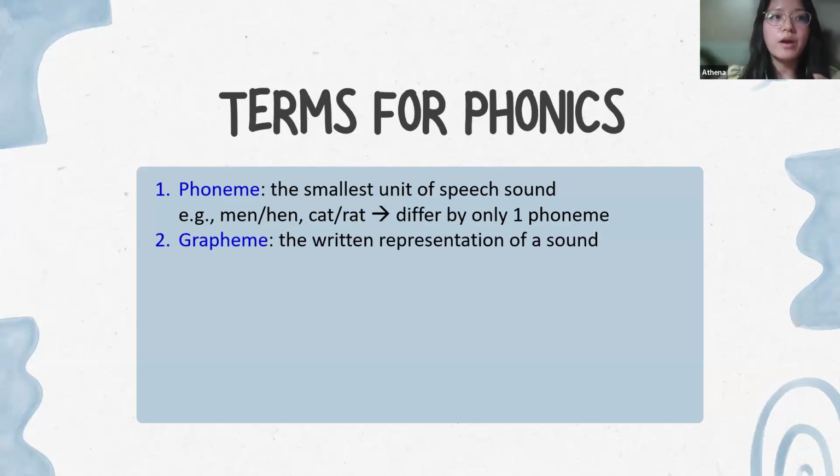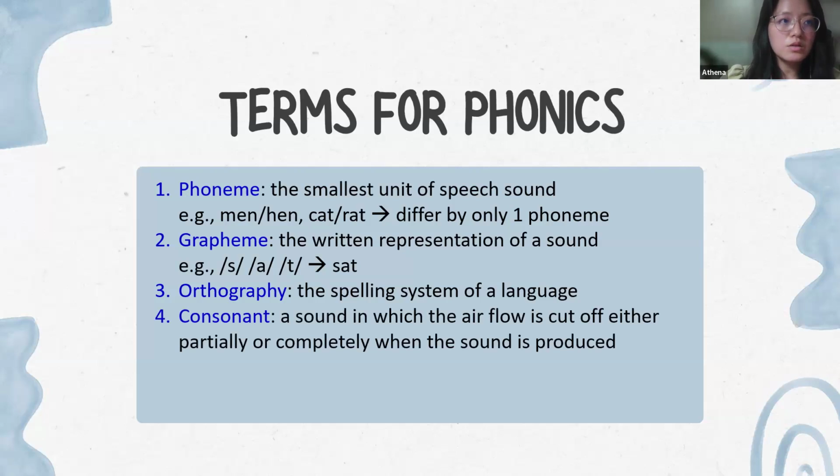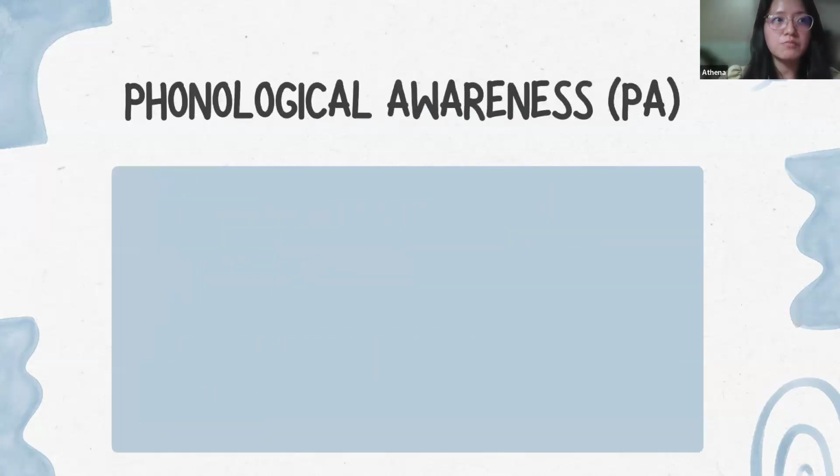Okay. And grapheme is the written form of the sound. And orthography is the spelling system. And also consonants and vowels. I think you know that, so we're not going to further explain it.